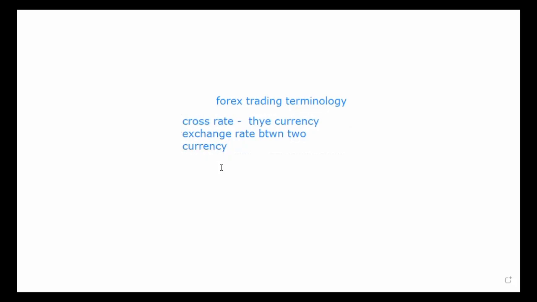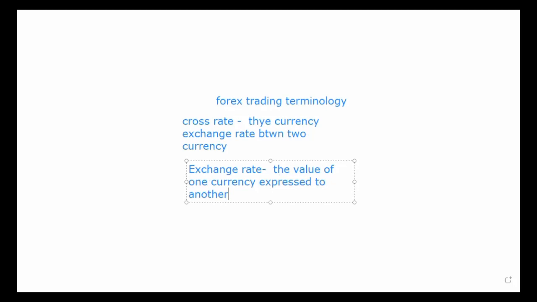Then we go on to talk about another basic term of Forex trading, which is exchange rate. What is exchange rate? Exchange rate involves the value of one currency expressed in terms of another. The value of one currency expressed to another. Are we together? Take note of these. They are very important. So when we talk about exchange rate, it is the value of one currency expressed to another.